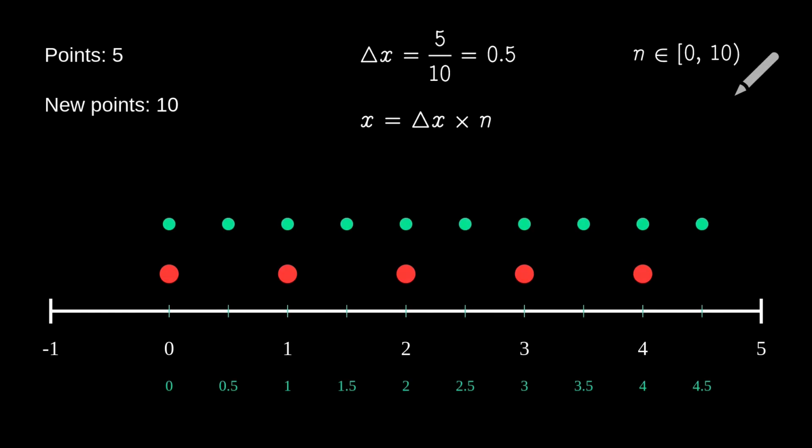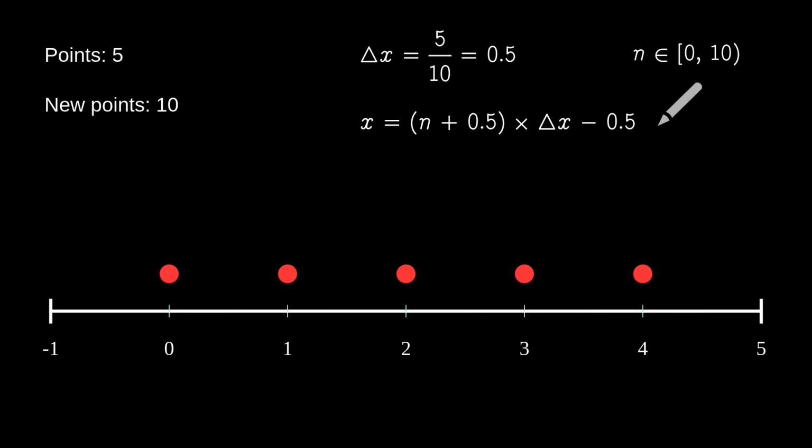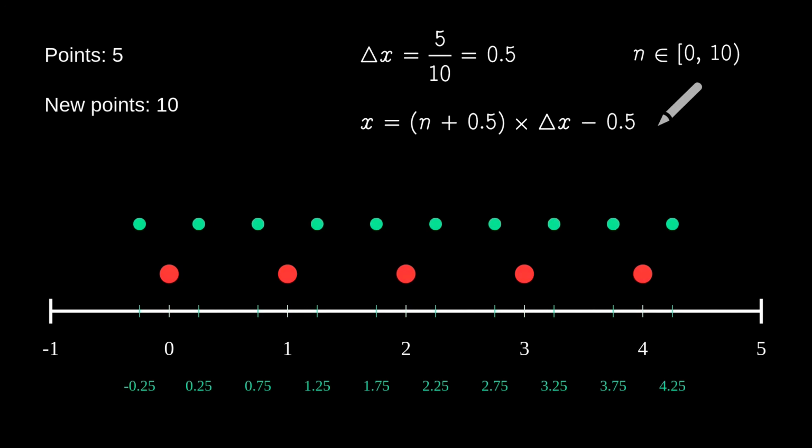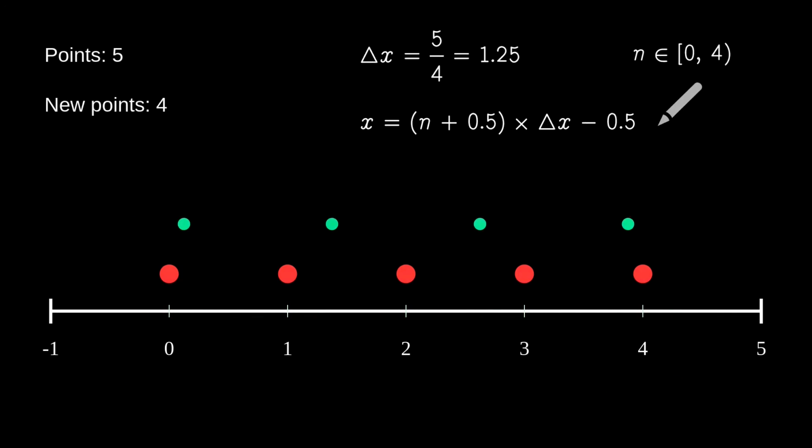But we want the resampled points to be aligned with the default points. To do so, we do the following variation. This is how some image editors distribute the position of pixels when resampling images.